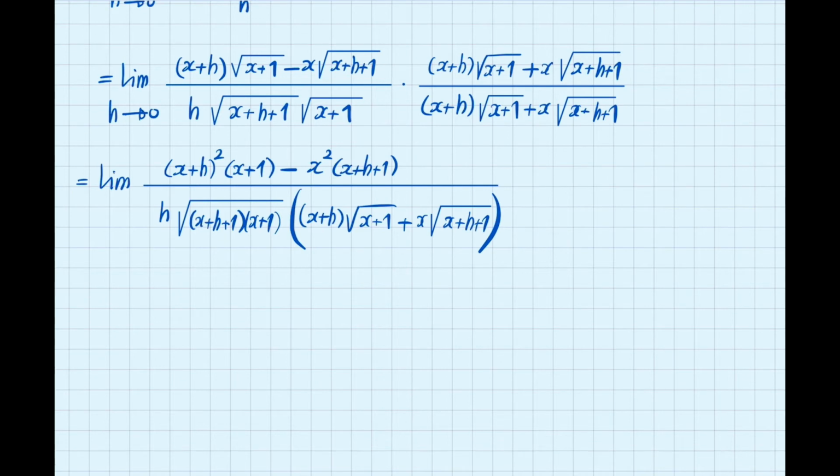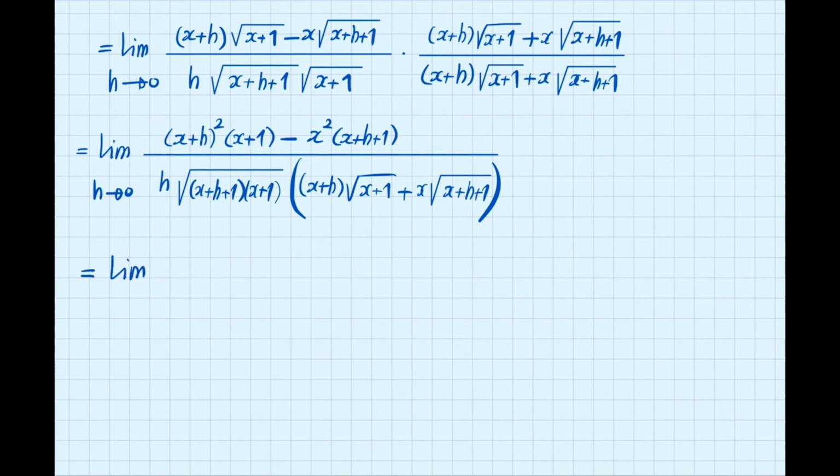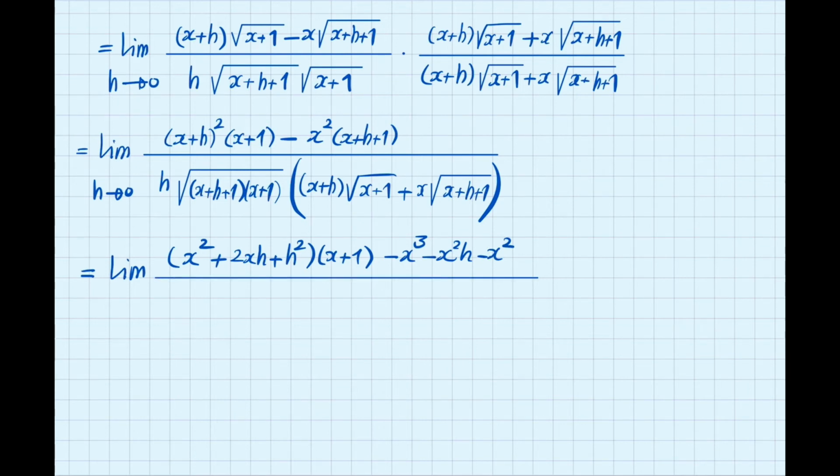Okay, now what can I do? I have to expand, h goes to 0. Now I have to expand the numerator, but keep the denominator as it is. So for the denominator, you shouldn't be worried. I just copy and paste this one over and over again. But for the numerator, I have to expand this. To expand this expression, first I use the quadratic rule to raise it to power 2, so it becomes the first one to the 2, 2 times the first one times the second one, and the second one to the 2, multiplied by x plus 1. And here I just simply multiply minus x squared inside, so it becomes minus x cubed minus x squared h minus x squared. And the denominator is just a copy and paste of the denominator here.